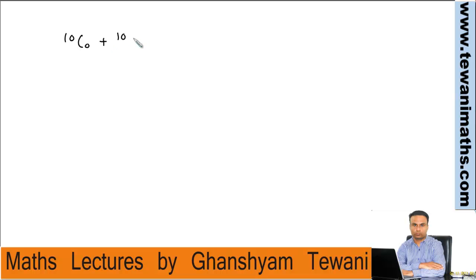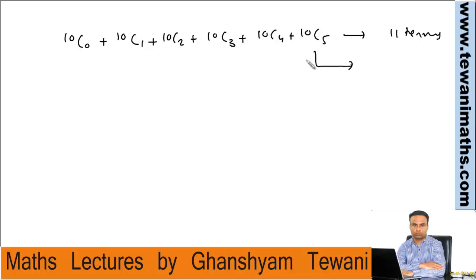The first series is 10C0 plus 10C1 plus 10C2 plus 10C3 plus 10C4 plus 10C5. Now in the complete series there will be 11 terms, but how many terms are these? 6 terms. Now we cannot have exactly half the series when the index is even. So let's see how to find the sum of this. Multiply all the terms inside by 2.